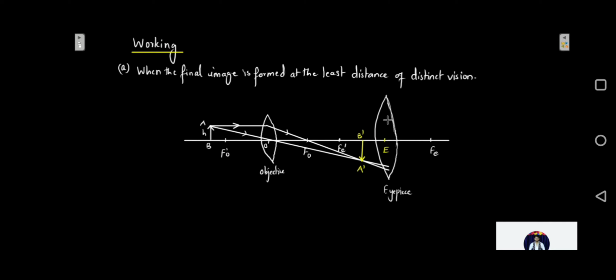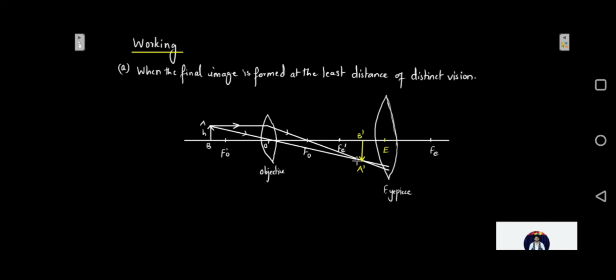And what do we know? When the object is placed within the focal length of the convex lens, the image will be formed at the least distance of distinct vision. That is what we have seen as the first case in the simple microscope. When the object was placed within the focal length of that magnifying lens, the image was formed at D, that is least distance of distinct vision. That is what is going to happen over here, and the image will be formed at D. Okay, so how the image is going to be formed, let us draw.